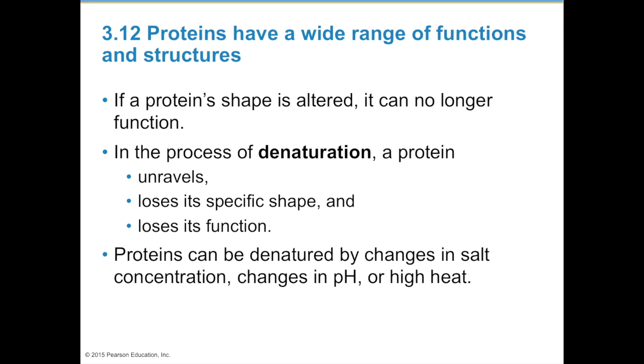If a protein shape is altered, it can no longer function. That process is called denaturing. So if you're denaturing a protein, you unravel it and the protein will lose its shape. Remember, structure follows function. If it changes its structure, it's changing its function. Proteins can be denatured by changes in salt concentration, changes in pH, or heat. Most often you can freeze a protein and it doesn't alter its shape. But once you heat it, you destroy it, essentially, you denature it.